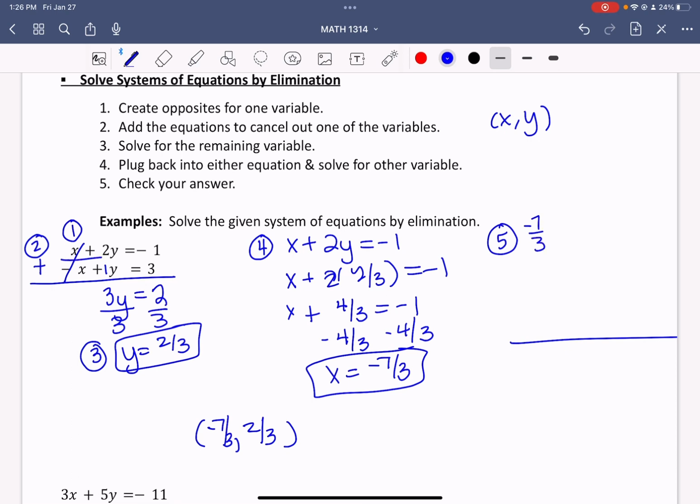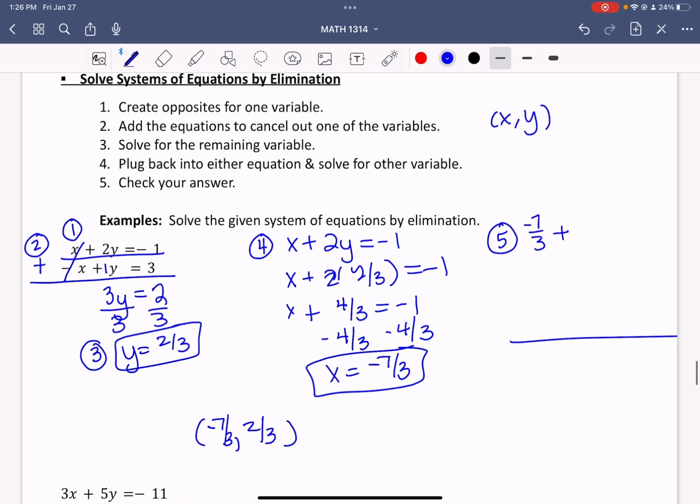So if I plug it in the top equation, that gives me -7/3 plus 2 times 2/3 equal to -1. That gives me -7/3 plus 4/3 equal to -1. That is -3/3 equal to -1, which is just -1. So that worked out. Plug into your second equation.